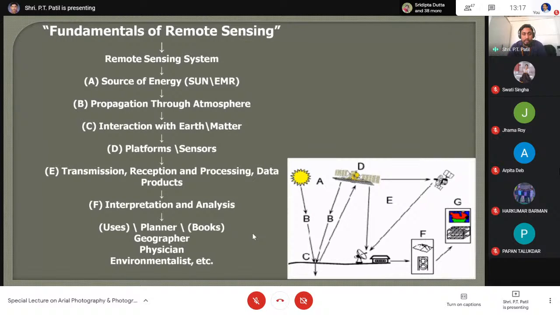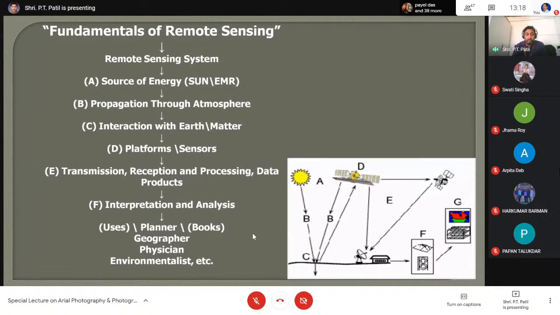Then we are able to interpret the aerial photograph. So these are the basic themes we have to understand. Then platforms and sensors also play a very important role. Platforms means all kinds of surfaces over which sensors are mounted. For example, sometimes helicopters or balloons act as platforms, but in the case of aerial photography, fixed wing aircraft play a very important role as a platform for vertical aerial photographs and oblique aerial photographs.